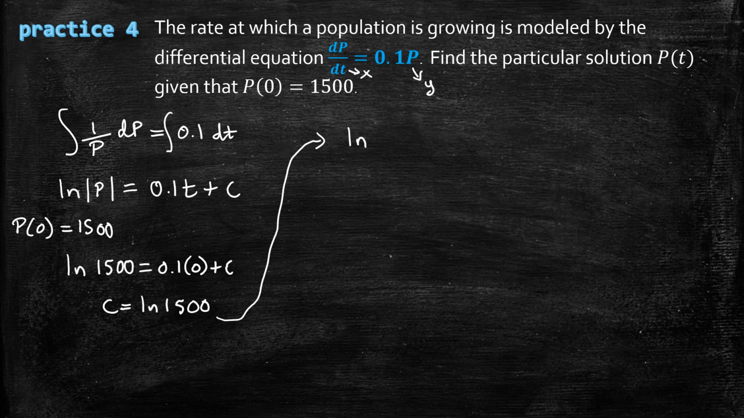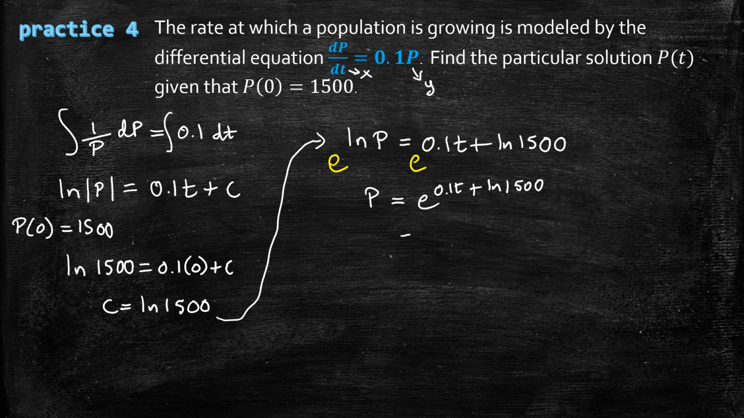So ln, and I'm going to remove the absolute value from the P because we're dealing with population here, which is positive, and we get 0.1t plus ln 1500. And now to solve a logarithm equation, we're just going to raise both sides to the power of e, because e and ln will undo each other, they're inverse functions, and we're left with P equals e to the 0.1t plus ln 1500.